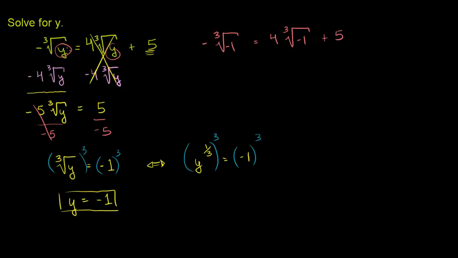The cube root of negative 1 is negative 1. Right? Negative 1 to the third power is negative 1. So the negative of negative 1 has to be equal to 4 times the cube root of negative 1, which is negative 1, plus 5. The negative of negative 1 is just positive 1. So 1 needs to be equal to 4 times negative 1, negative 4, plus 5. This is true. Negative 4 plus 5 is 1. So this works out. This is our solution.